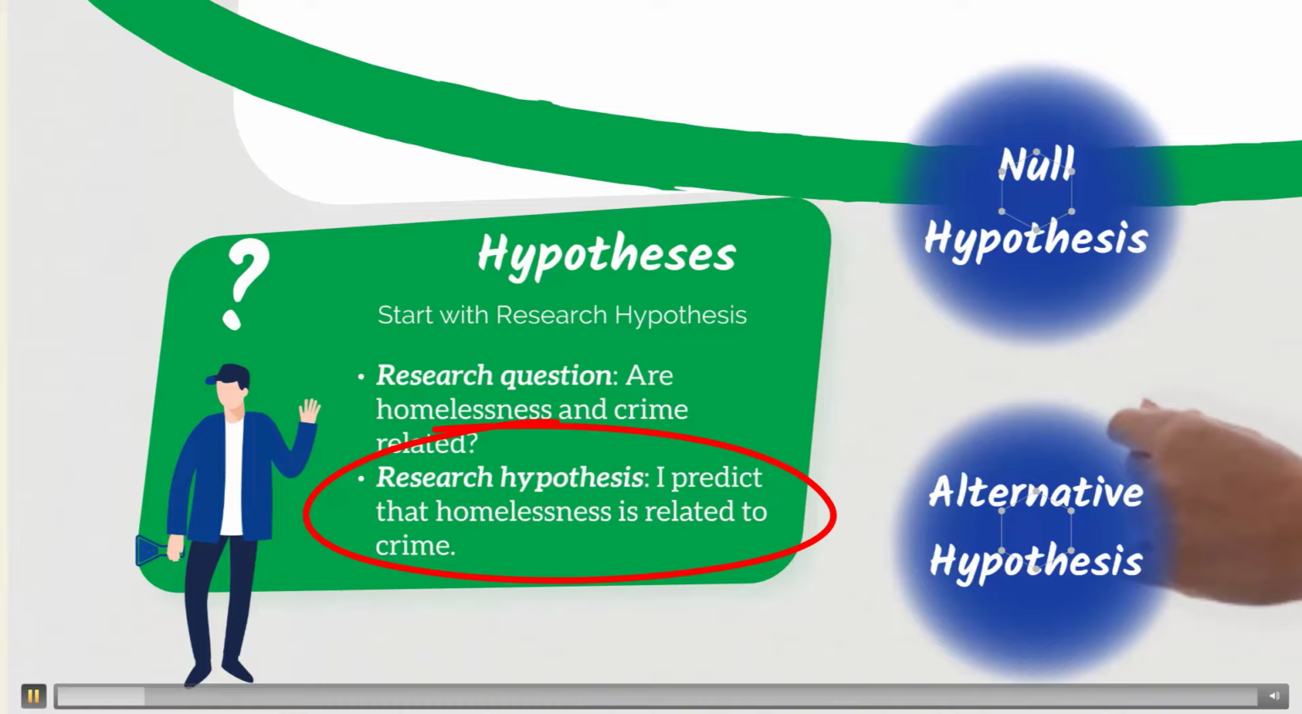An example would be the relationship between homelessness and crime. In the form of a research question, this would be stated as, are homelessness and crime related? In the form of a research hypothesis, you would state it as, I predict that homelessness and crime are related.